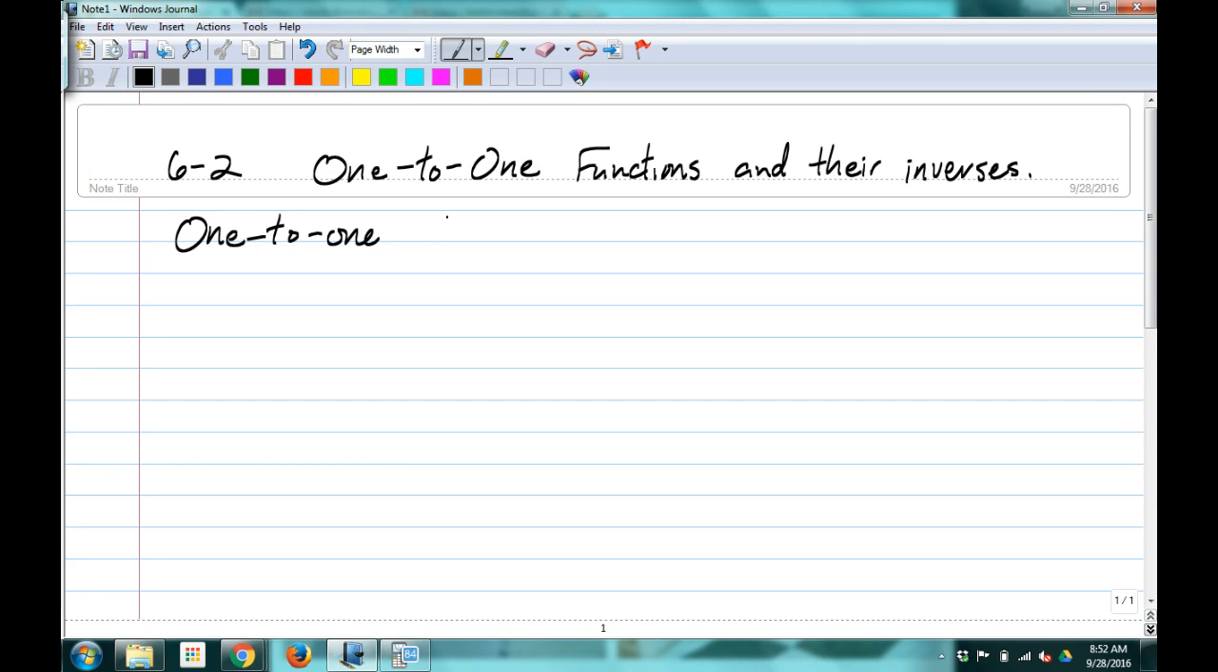One-to-one functions map one x value to one y value.